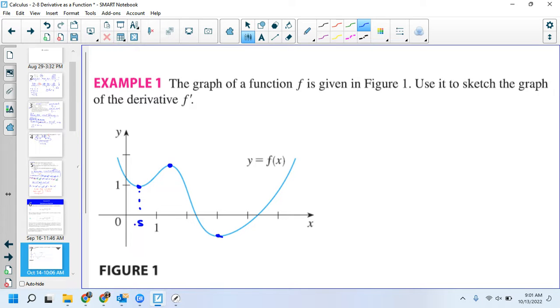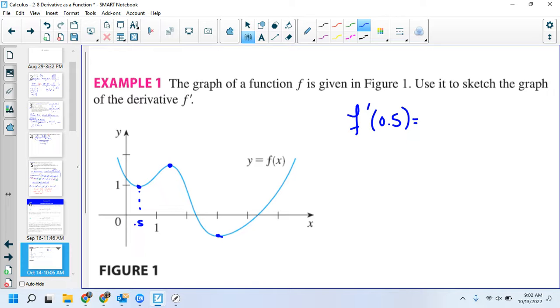Let's call this 0.5. What is f prime of 0.5? Now, what am I really asking you? I'm really asking you, what is the slope of the tangent line at 0.5? If I drew a tangent line, what would the slope be? What do you think the slope would be? What's the slope? 0.